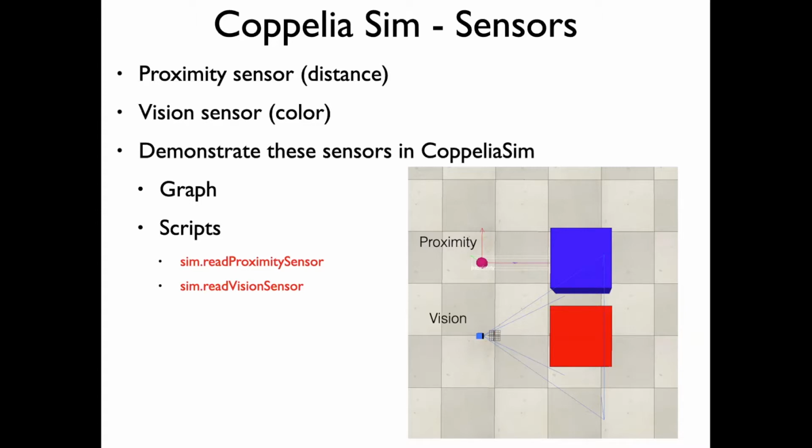So I'm going to demonstrate how this works. I'll put two blocks there, cuboids, as you can see on the screen, and I'll put a proximity sensor and a vision sensor, and I'll show you what readings these sensors get. I'll show that through a graph, because it's easy to visualize, and then I'll show you how to get it in the script, because once we get it in the script, we can then use that information to control a system, like for example a car or a manipulator. Okay, so let's get started.